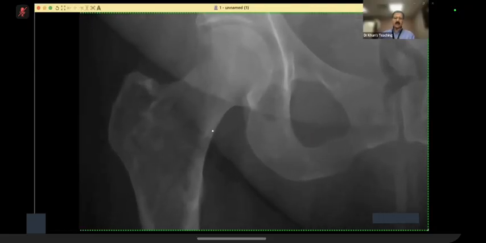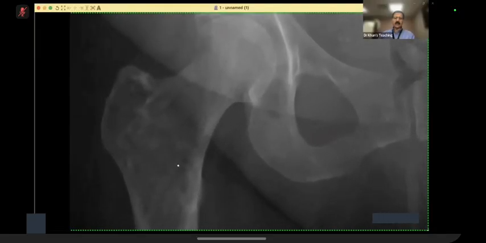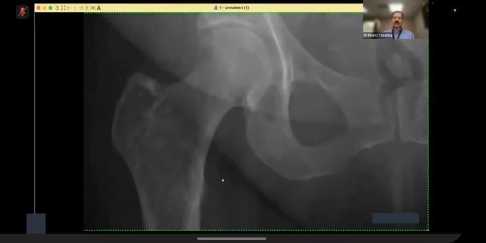Now look at the trabeculae, how coarse and thick they are. It's quite a unique finding. You will not see this finding in any other condition like this. And then the cortex, even a lucency in the cortex, slight bit of expansion here.